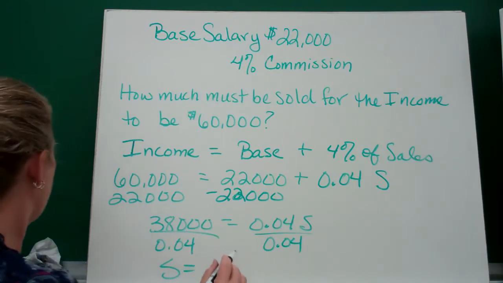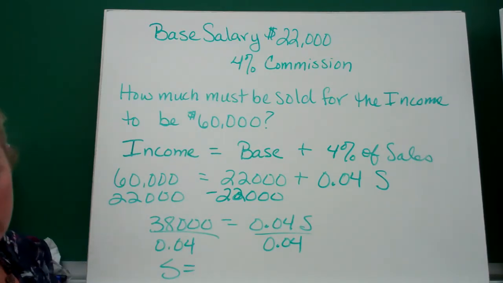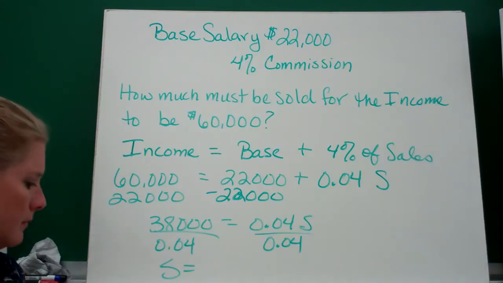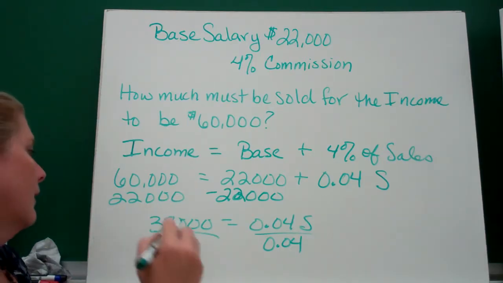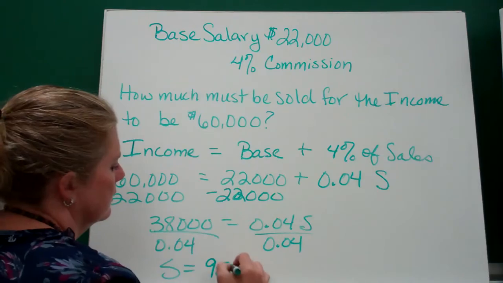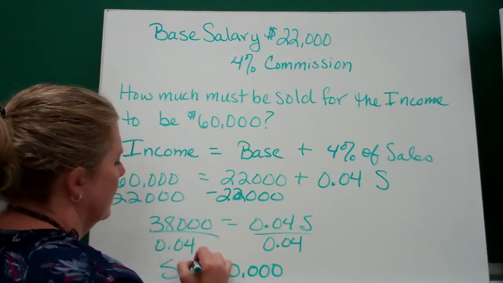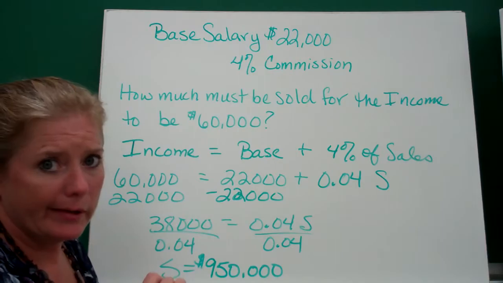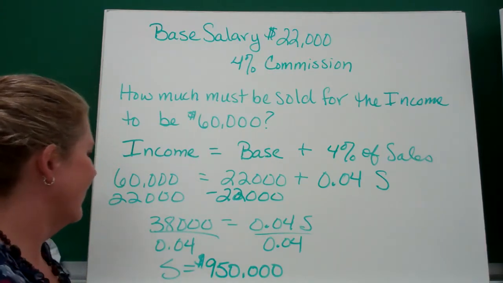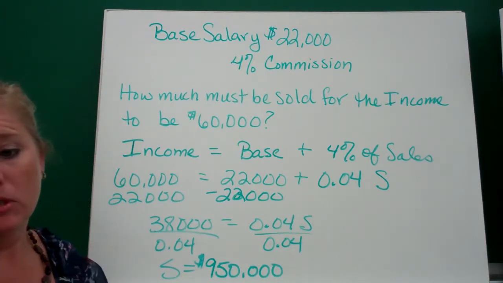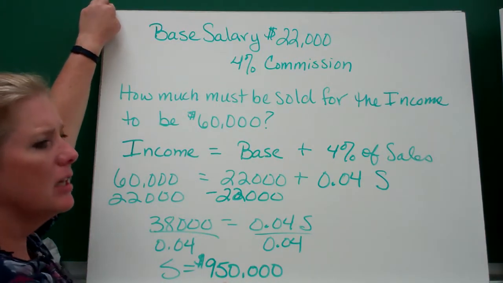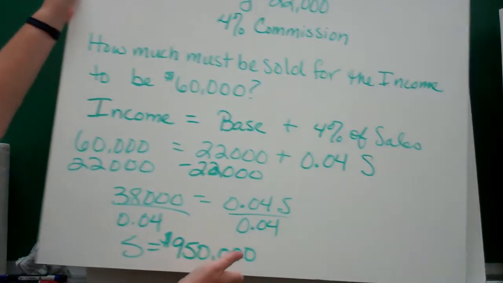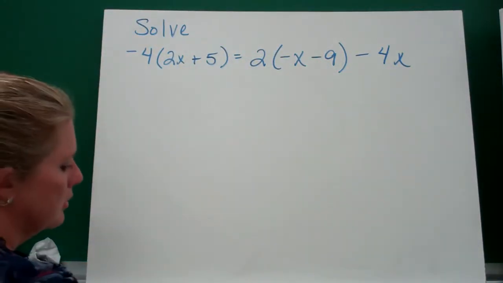So the sales must equal 38,000 divided by 0.04, $950,000. My guess is it's a realtor selling houses. Any other kind of commission, for them to make that much in sales, that'd be kind of difficult. Well, maybe in a year. Could be a car. All right.